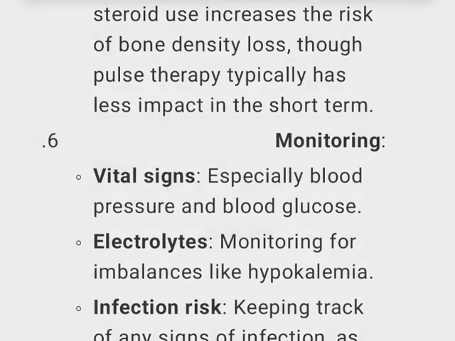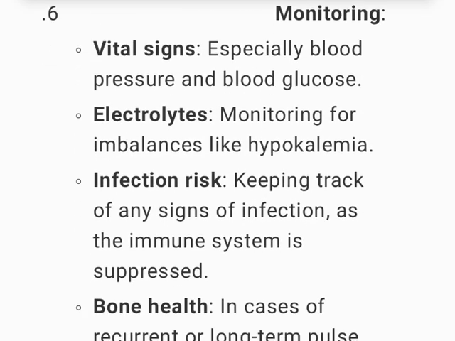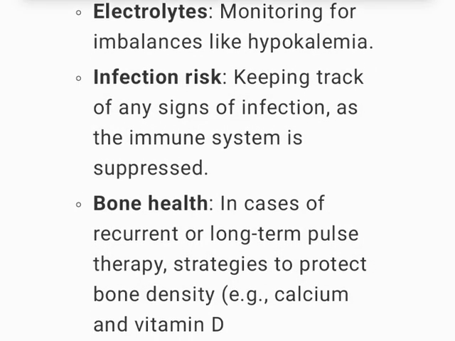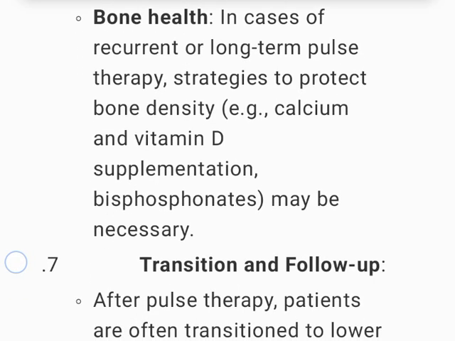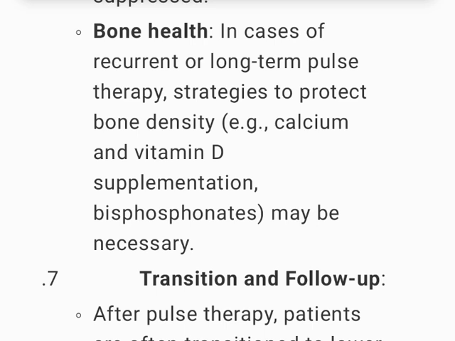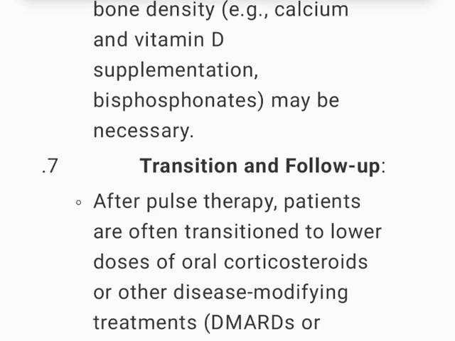6. Monitoring. Vital signs, especially blood pressure and blood glucose. Electrolytes. Monitoring for imbalances like hypokalemia. Infection risk. Keeping track of any signs of infection as the immune system is suppressed. Bone health. In cases of recurrent or long-term pulse therapy, strategies to protect bone density, e.g., calcium and vitamin D supplementation, bisphosphonates, may be necessary.